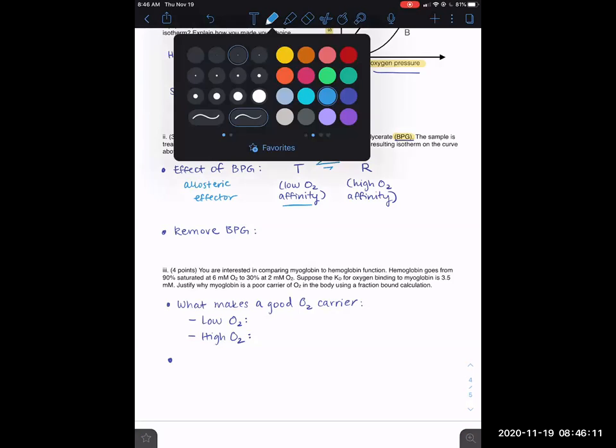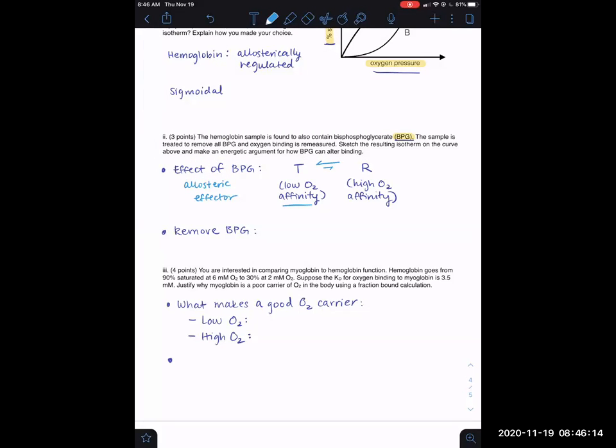Now, what happens when we remove BPG? Since BPG typically stabilizes the T state over the R state, the T state is less stabilized when BPG is removed. And this means that hemoglobin has a higher O2 affinity overall, and so it would more readily undergo the conformational change from the T state to the R state. Since a lower concentration of oxygen is now required for the transition from the T state to the R state, the switch occurs sooner in the curve, and the overall curve shifts to the left.